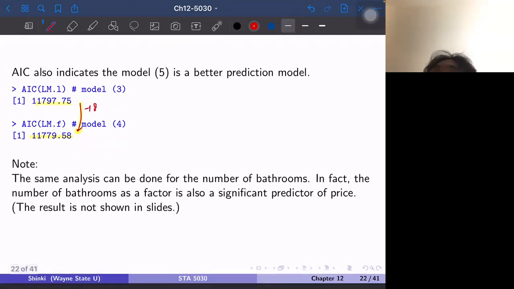You can do the analysis for the number of bathrooms also. In reality, the number of bathrooms matters a lot to property price because bathrooms are more expensive and add value to houses.